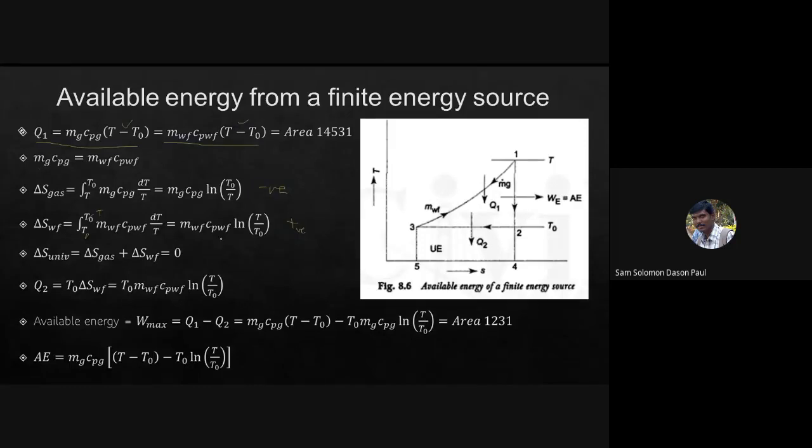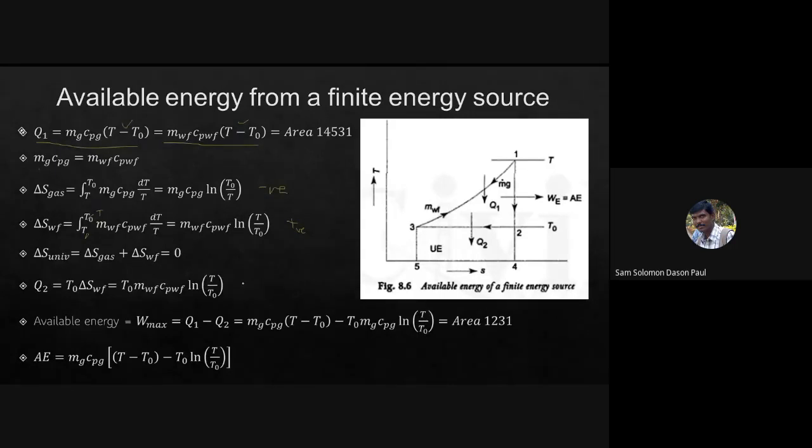So this is supposed to be a positive entity. If you are taking the universe, the delta S of gas plus delta S of WF comes out to be zero, because both these terms are one and the same. This term is negative, this term is positive, and we have already seen that m_g c_pg is going to be the same as m_WF. So the same values that you are getting, only with the sign being altered. When you add it up, you are going to get zero. So delta S of universe is going to be zero.